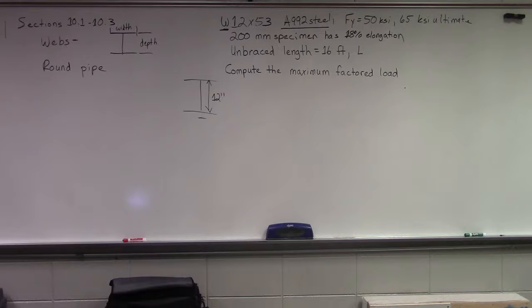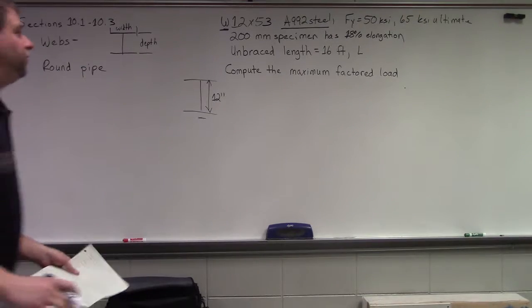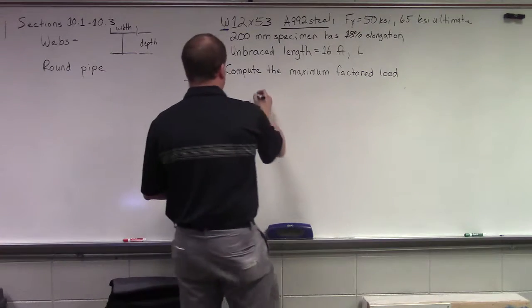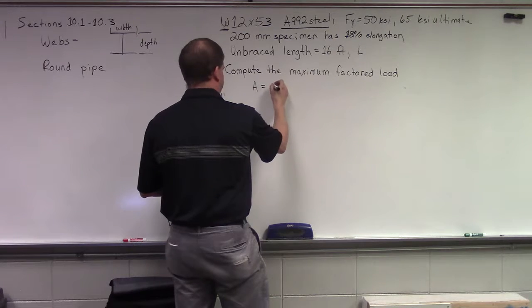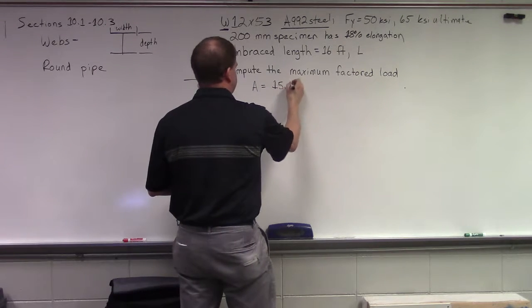So get down into the 650s in your book. We've got to find W12 by 53 so we can figure out our properties. In the middle is 653. So what do we know about W12 by 53? What's its area? 15.6. 15.6 square inches.